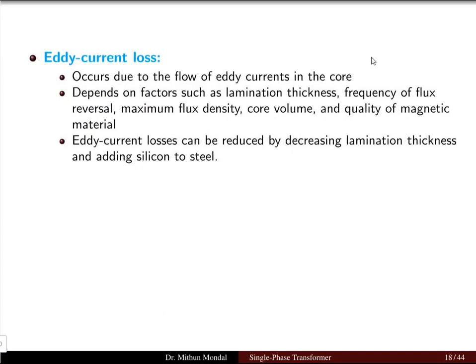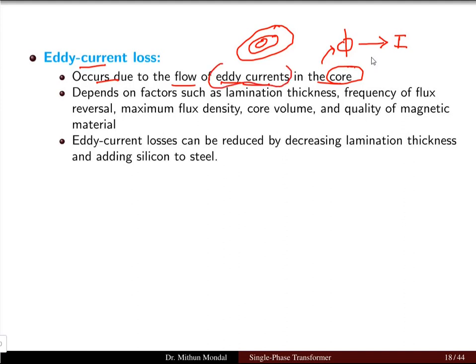Now talking about the eddy current loss, it occurs due to the flow of eddy current in the core. In the core we know that there is flux present. And we also know that whenever there is a current there will be a flux, and vice versa, whenever there is a flux there will be a current. These currents are present in the core in the form of circulating currents which establish the eddy currents. So eddy currents are the circulating currents present in the core due to the flux produced in the core. And hence these eddy currents result in the losses in the core.